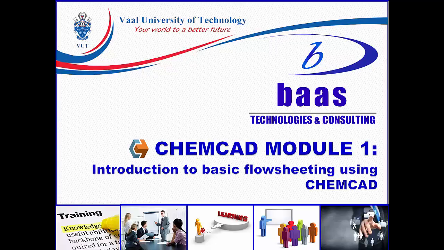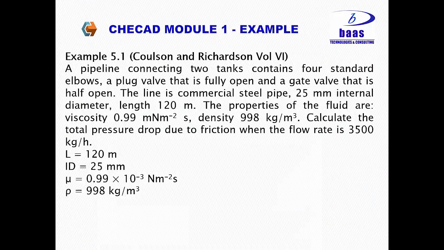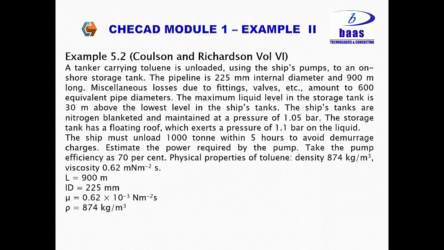In this next example, we are going to use trial and error to do one of the examples from Coulson and Richardson, where we are sizing a pump, where we are required to specify the power requirements of a pump. The example that we'll be looking at is example 5.2, where we have a tanker carrying toluene that needs to be unloaded. The pipeline internal diameter given is 225 millimeter.